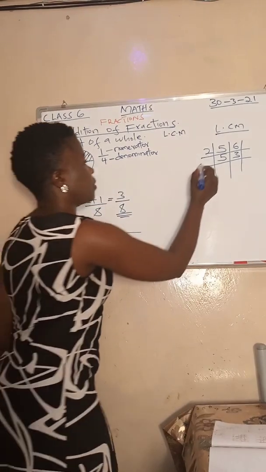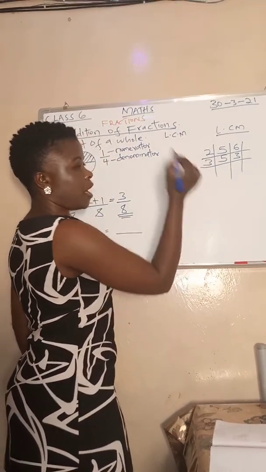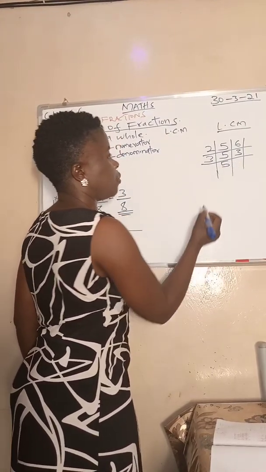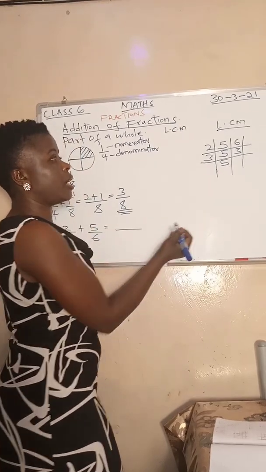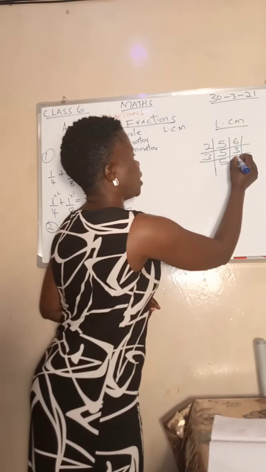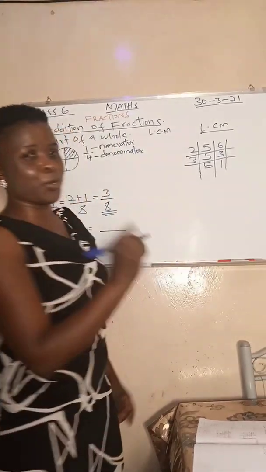So the number that can help us next here is 3. So I will write my 3 here. Can 3 go into 5? I will still maintain my 5. It is not going to go into 5. There will be a remainder. We don't need the remainder. So 3 will go into 3 once. So we are through with the number 6. It has been reduced to 1.